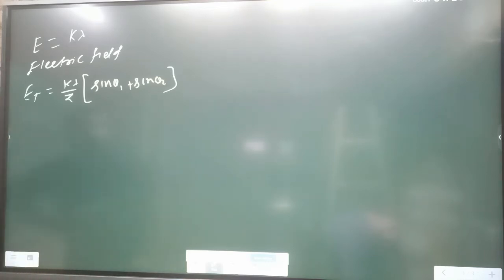This is the angle at the point where we need to find out the electric field. म्हणजे ज्या पॉइंट आपण इलेक्ट्रिक फील्ड फाइंड आउट करतोय त्या पॉइंटचे अँगल्स. ओके. And what is the E parallel?